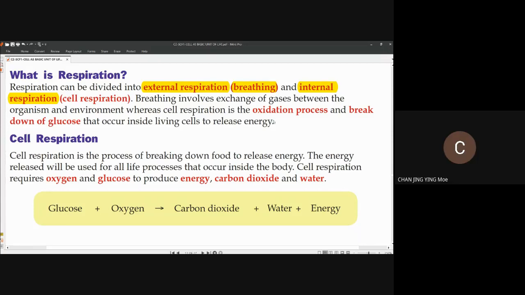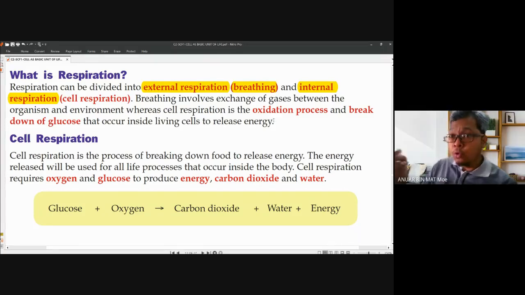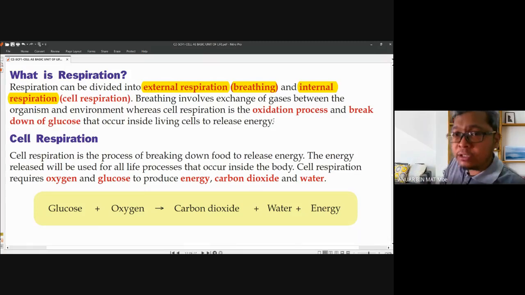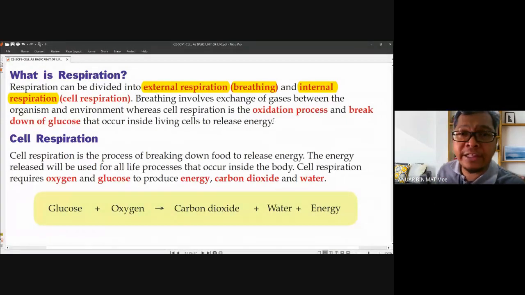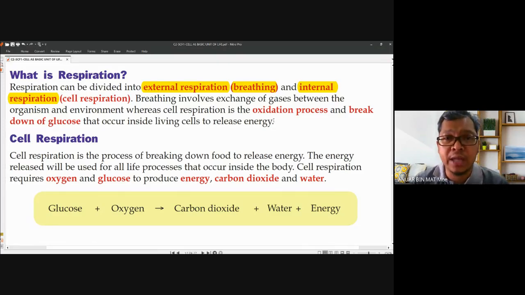Carbon dioxide. Yes, Kanjing Ying, very good. We breathe in air containing oxygen, and then we breathe out gas containing carbon dioxide. So we can say that carbon dioxide is the byproduct or the waste of external respiration. We need oxygen, and then we remove carbon dioxide. This is what we call external respiration, breathing.